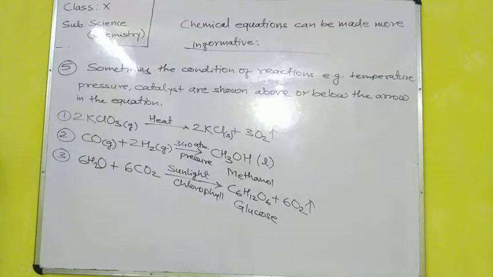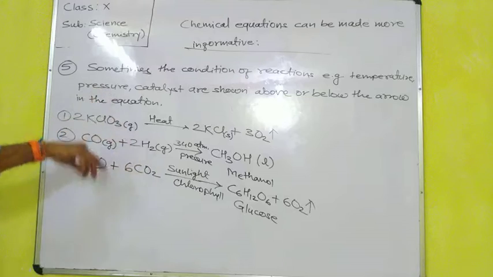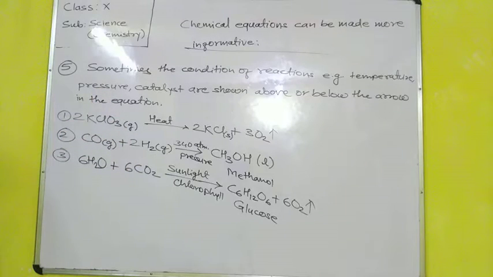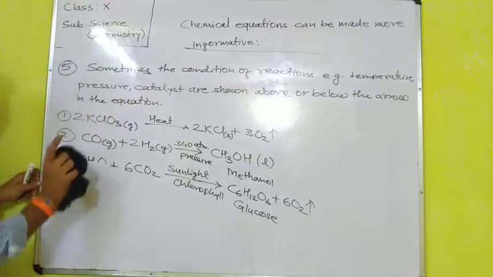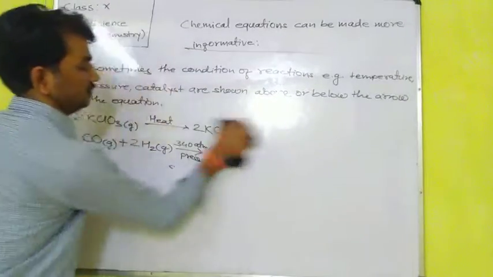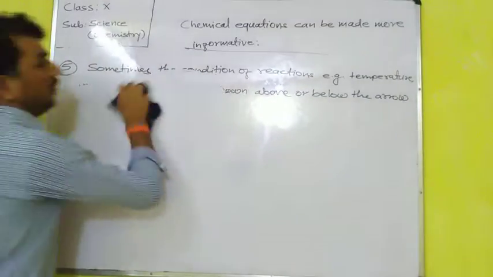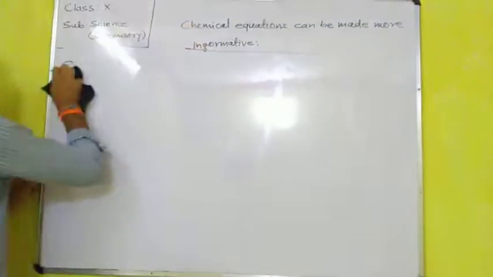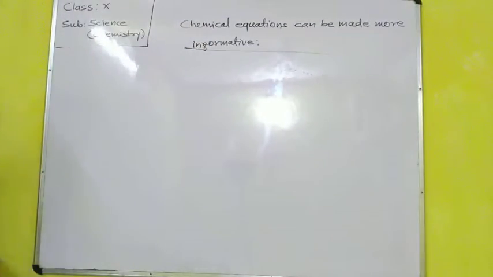In this way, to make the chemical equation more informative, sometimes these are also represented because it is necessary. Without this the reaction cannot proceed. Next and the last point, the 6th point. I think you have written this. How it will be more informative, that is the last point.